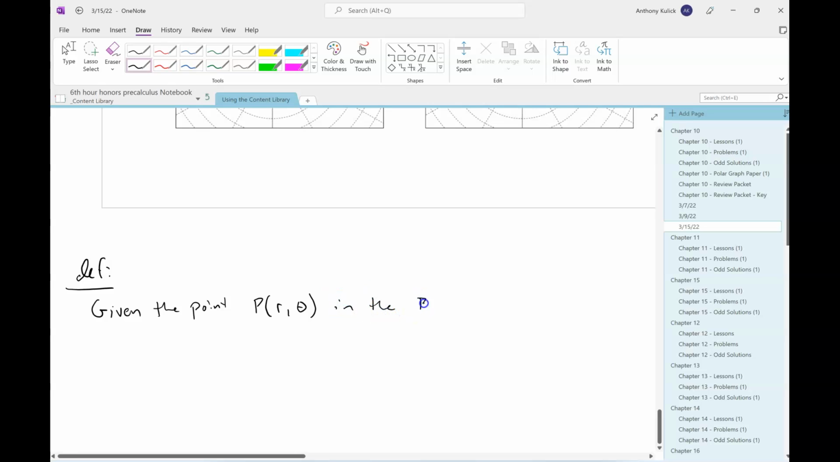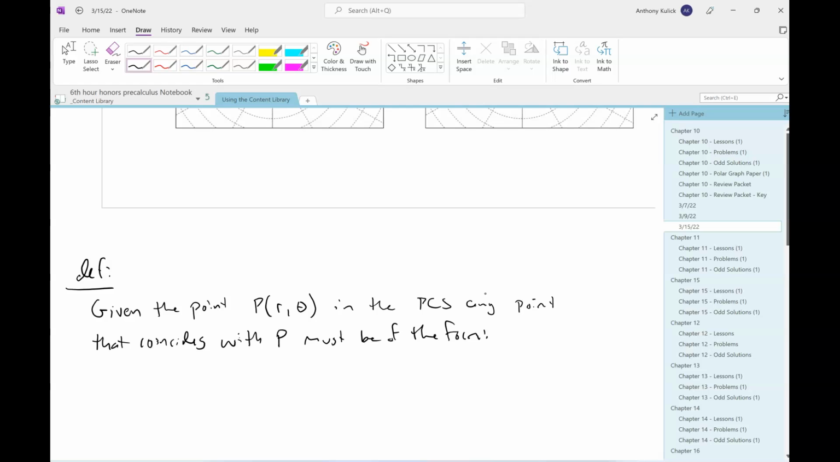So given some point P in the polar coordinate system, any point that coincides with P must be of the form. Coincides just means we're describing the same location, right? Coincides means they're overlapping. If it's just a point, the only way they overlap is they occupy the exact same location, right? Okay.